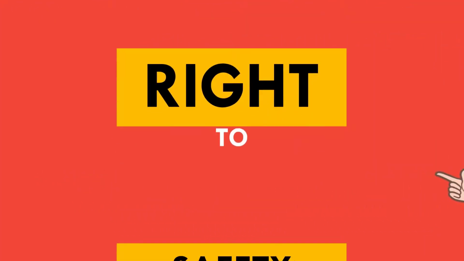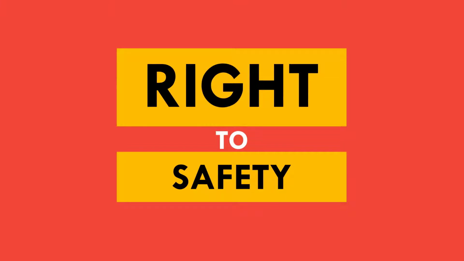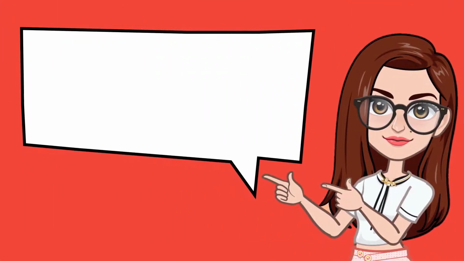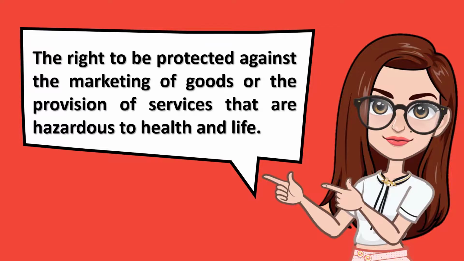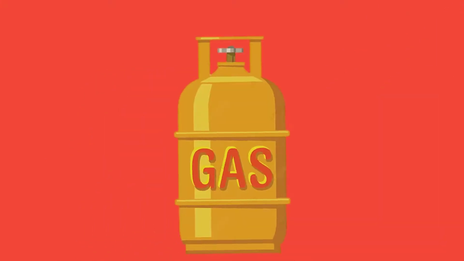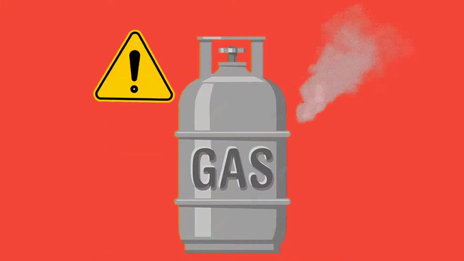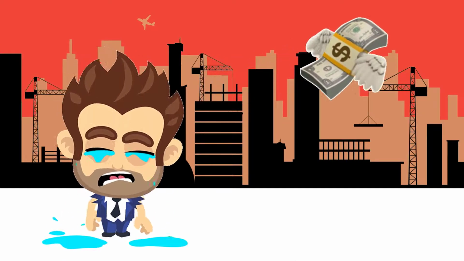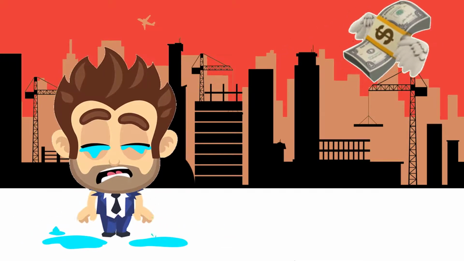The right to safety. The second consumer right is the right to safety, which is the right to be protected against the marketing of goods or the provision of services that are hazardous to health and life. For example, a consumer should check an LPG tank for leakage at the time of purchase. Suppose the LPG tank starts leaking afterwards, leading to fire and injury or death to anyone. In that case, the supplier is liable to pay compensation.